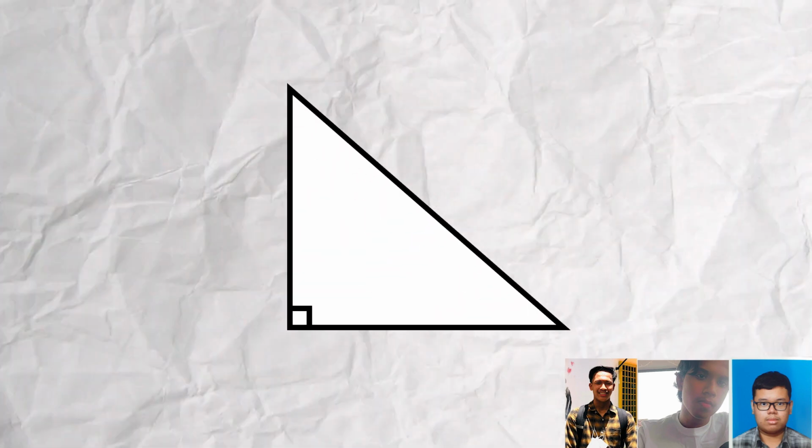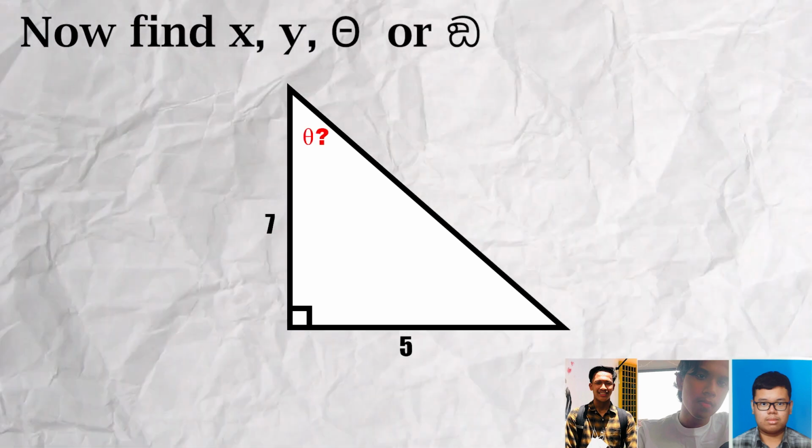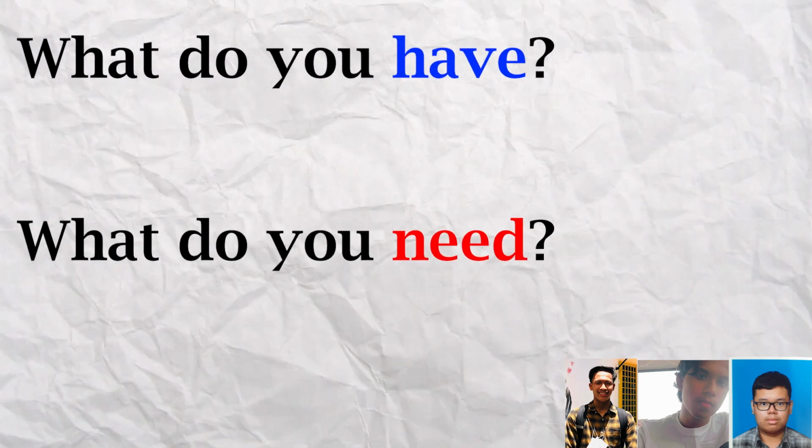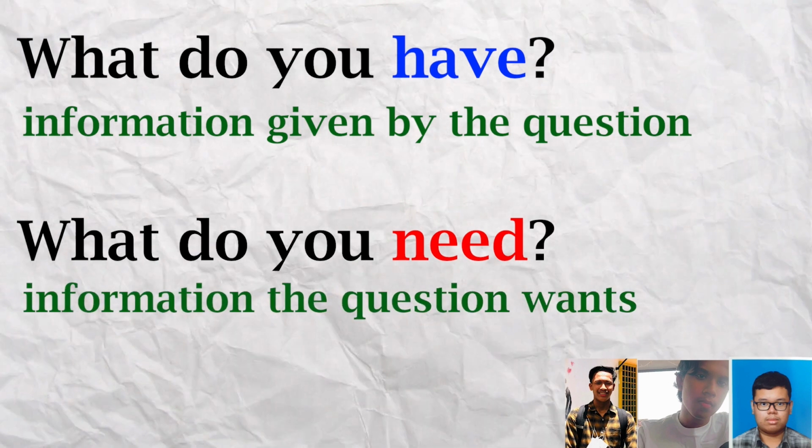You see, most questions in this chapter boil down to, here's 2 to 3 pieces of a triangle, now find the other parts. That's why a good way to start a question is by first identifying what you have and what you need. What you have is the information already given by the question. What you need is the information that the question wants you to find.